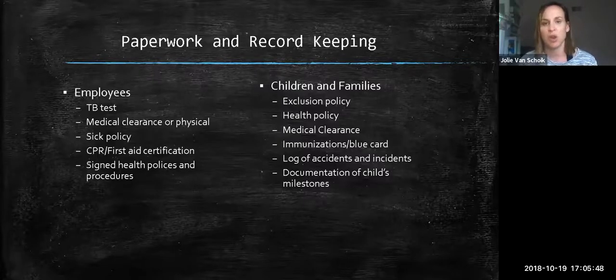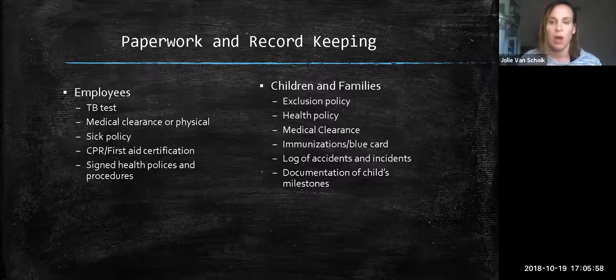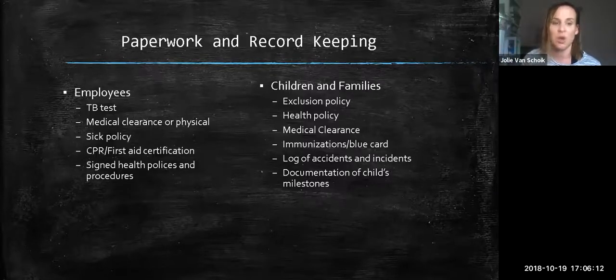So when it comes to our employees' record keeping, licensing has some specific requirements as far as the records we keep on our employees and the records we keep on our children and family. For your employees, you need to have a TB test. You need to have a medical clearance or the physical that they get from the doctor. You should have a signed statement about sick policy. They should have their CPR and first aid certification that's current and on file. And you should also have them sign the health policies and procedures for yourself.